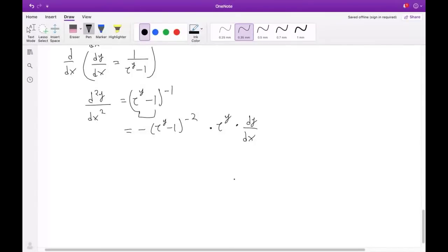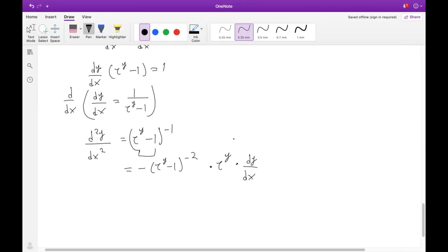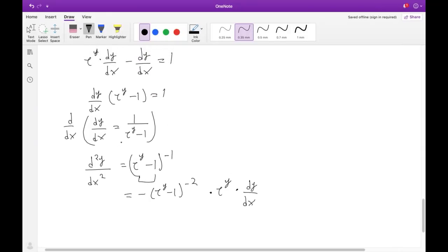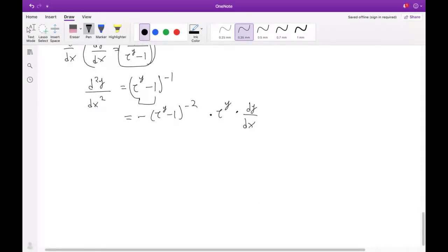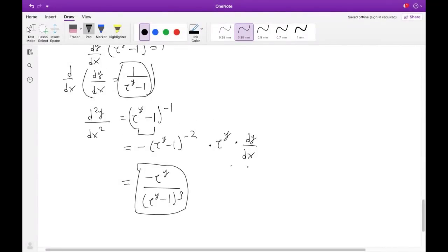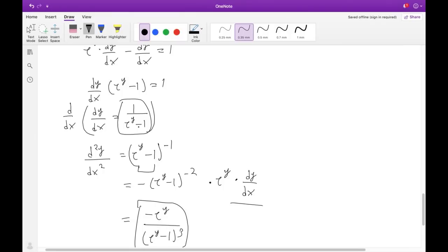And we know what dy over dx is, rather, so we can just plug in 1 over e to the y minus 1 for dy over dx, and basically if we go ahead and plug everything back in, our final answer will be negative e to the y over e to the y minus 1 cubed. So the only extra step for finding the second derivative is you're going to have to plug back in dy over dx, which you solved for in the first portion of the question over here.